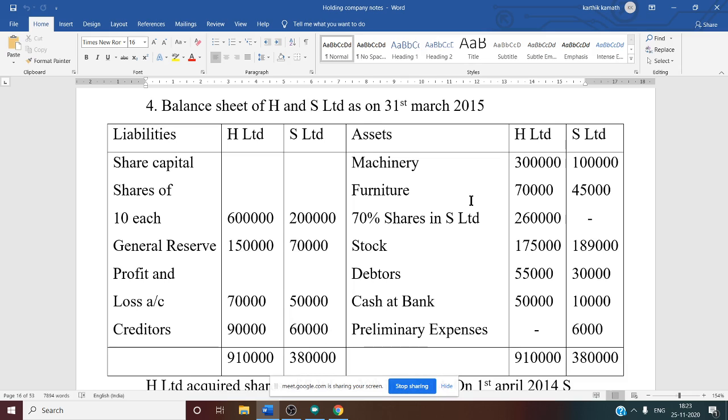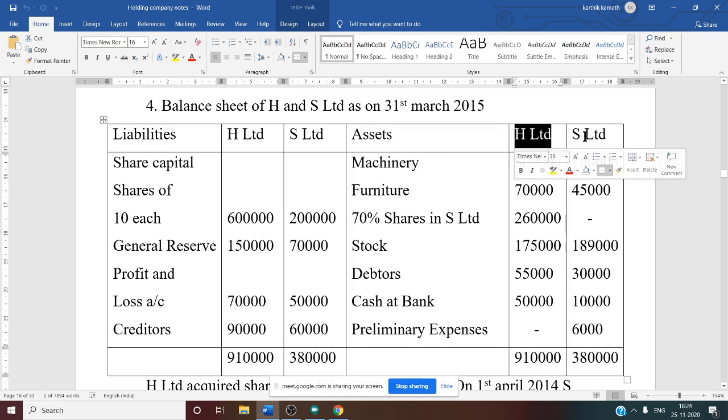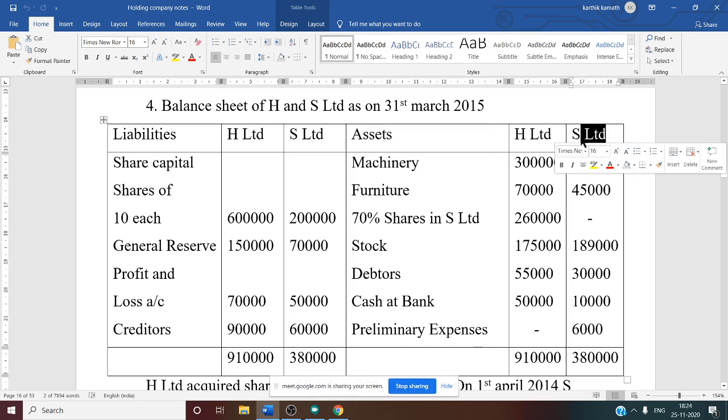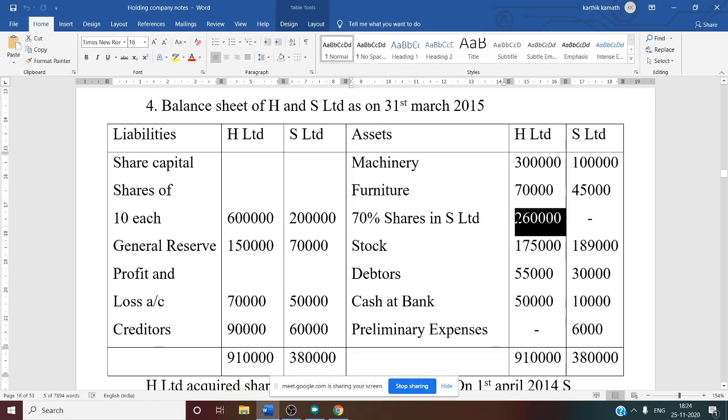So if you see the asset side, machinery and furniture, these are fixed assets. It is given for H Limited as well as for S Limited. And then there is a 70% share in S Limited. That is nothing but the holding company's investment in S Limited. Investment value is 2,60,000 and 70% you can take as the majority portion. That means what is the minority portion? 100 minus 70%, directly 30% is the minority percentage.